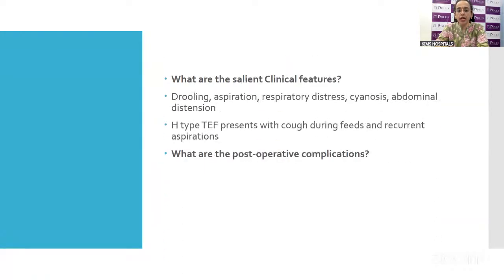So what are the clinical features? Drooling and aspiration, respiratory distress, cyanosis, and abdominal distension. These are the common things seen soon after the birth of the baby. H-type TEF presents with cough during feeds and recurrent aspiration. So this we should suspect in a baby with similar complaints.